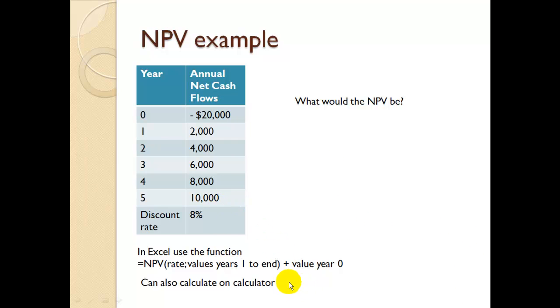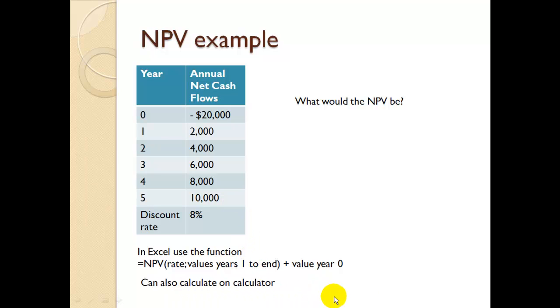Close your parentheses. However, one thing to notice in Excel is that the first amount in the range is years 1 to the end. So it would only be the 2,000 to the 10,000. Then you've got to close your parenthesis and then say plus and click on the value in year 0, or this minus $20,000. The minus $20,000 is already in today's value, so it doesn't need to be discounted. But this NPV function is going to discount these amounts back to their value in today's dollars. Then it's going to add everything together.